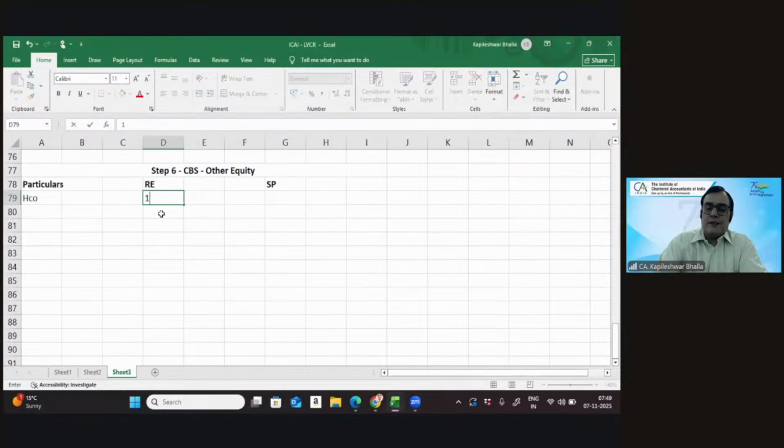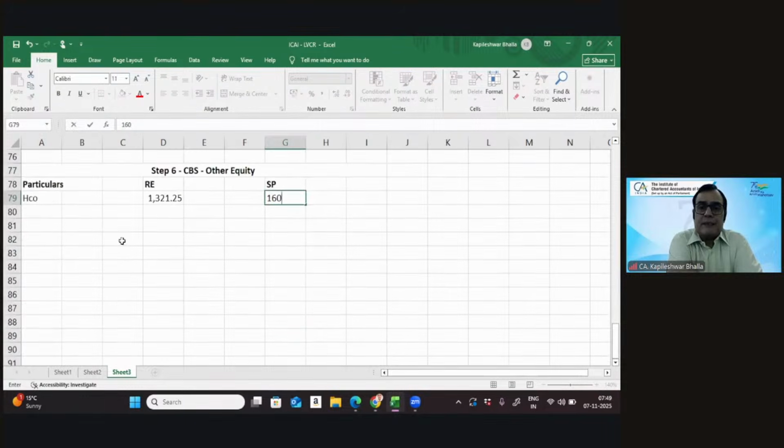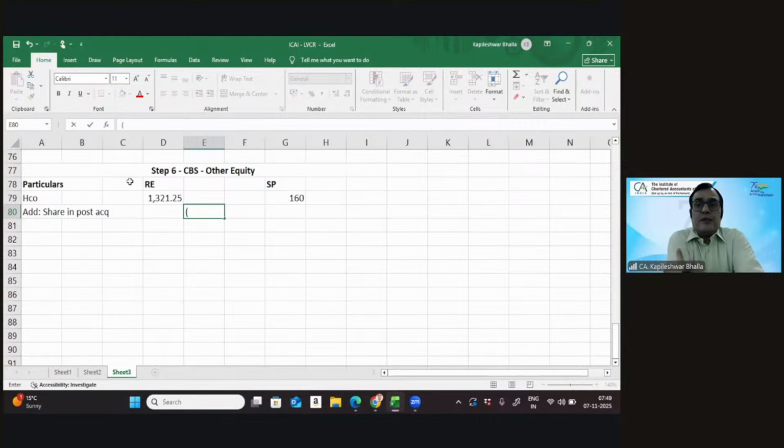So this is 1321.25 and this is to the extent of 160. Let me just quickly check the figures again. Yes, it is correct. So now we've got the 3 focus points. Once you've picked up this information from the extract balance sheet, we need to add the share in post-acquisition profits. So in this particular case, you go back to the analysis and pick up the information once again from there.